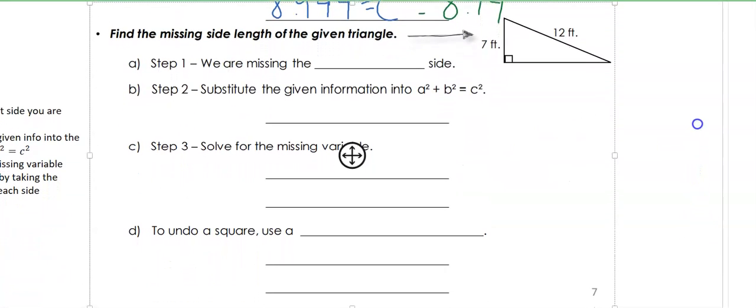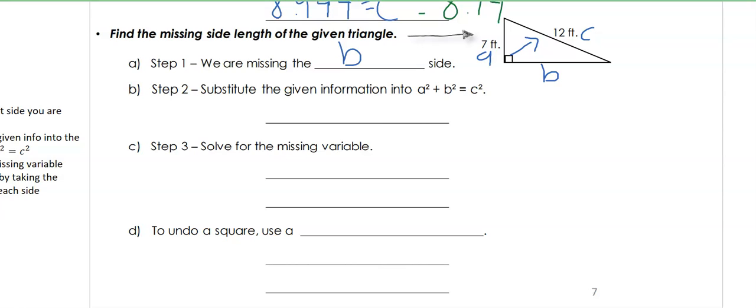Now for the second example, it says find the missing side length of the given triangle. So we are given the hypotenuse, because remember that's across from my right angle. So 12 would be c, and I'm going to name 7, it doesn't matter if it's a or b, I'm just going to name it a, and the missing side length b. So we are missing the b side.